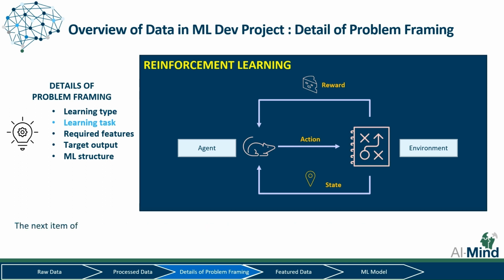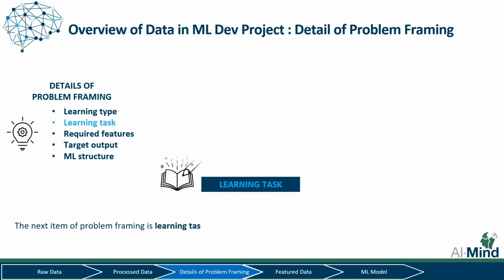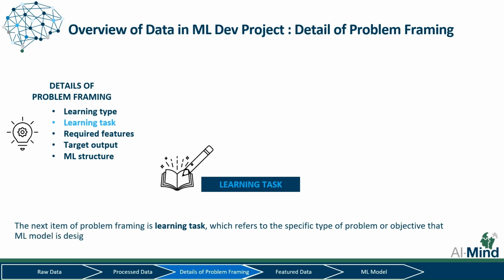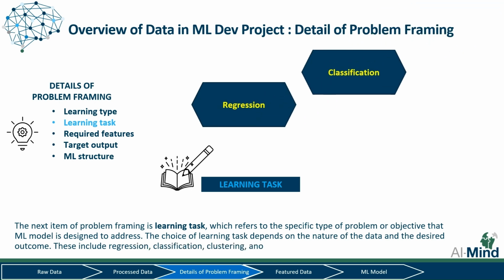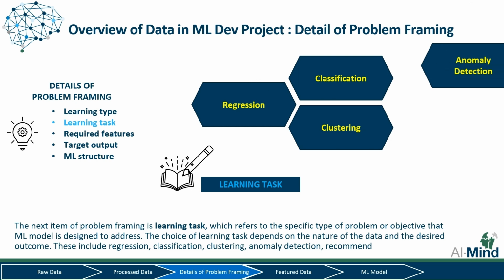The next item of problem framing is learning task, which refers to the specific type of problem or objective that a machine learning model is designed to address. Choice of learning task depends on the nature of the data and the desired outcome. These include regression, classification, clustering, anomaly detection, recommendation, and etc.